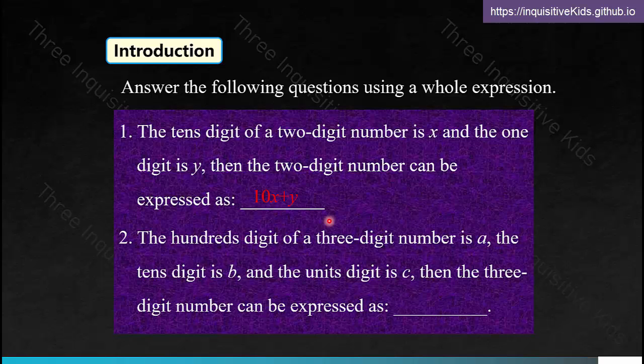The hundreds digit of a 3-digit number is A, its tens digit is B, and the units digit, or the ones digit, is C. Therefore, this 3-digit number can be expressed as, using what we did from the last problem, just with a 3-digit number, 100A plus 10B plus C.